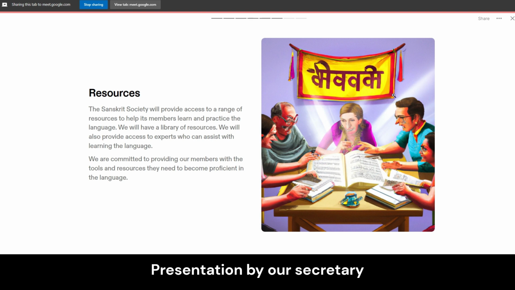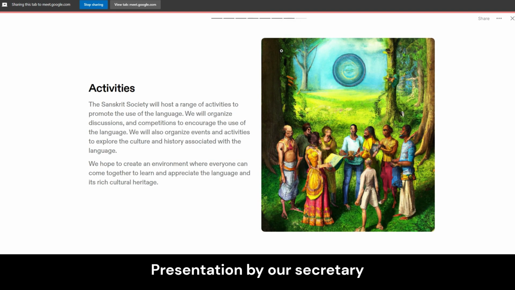So for this, we need to have a proper set of resources. This society or club will provide access to a range of resources to help its members learn and practice the language. That is what makes the motto. With a lot of practice, we'll have a better understanding of the language and we can communicate in this language. So being a member, it will be a privilege to access the tools and resources that one needs to become an expert of the language, keeping in mind the objectives too.